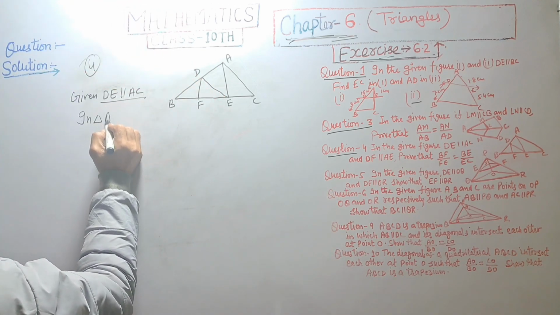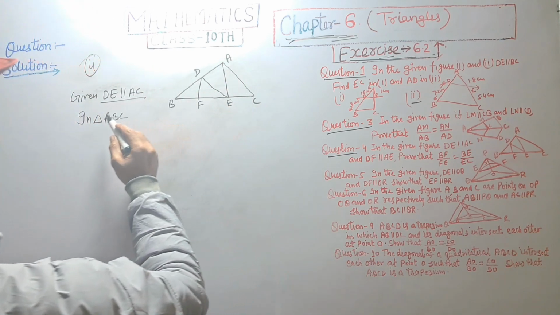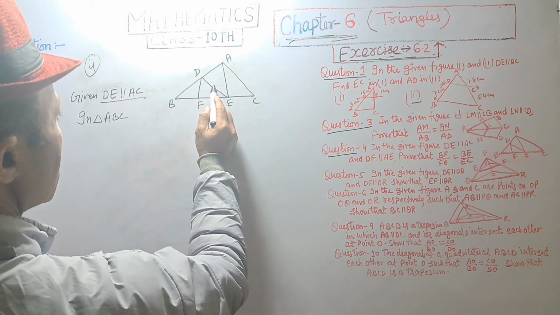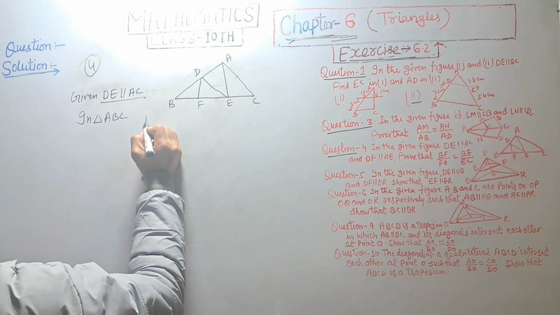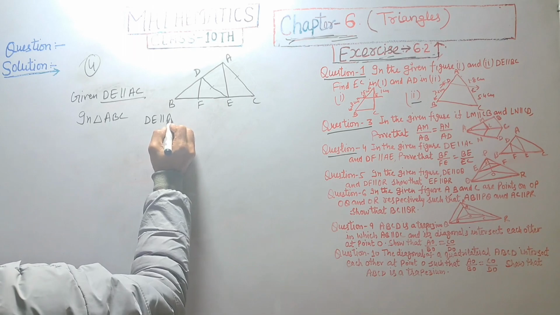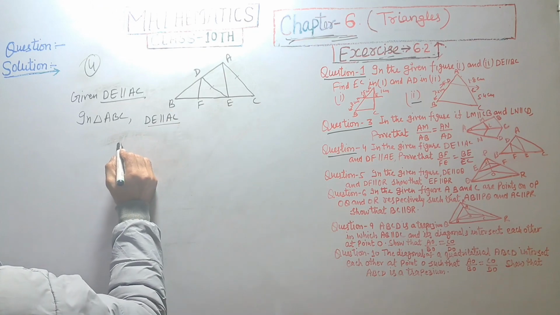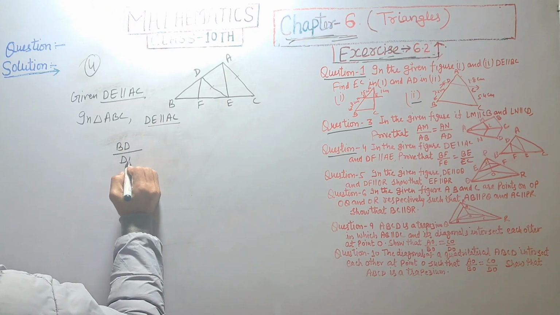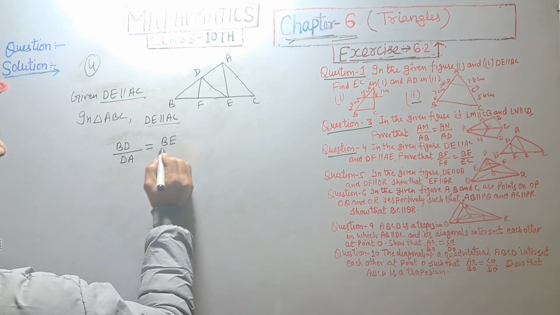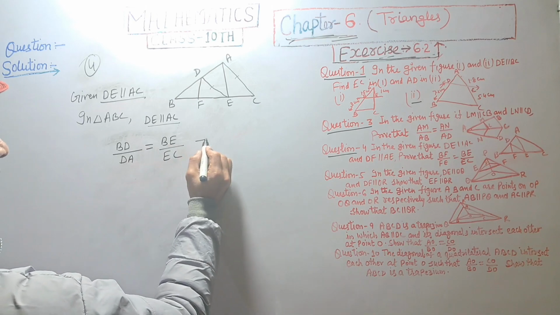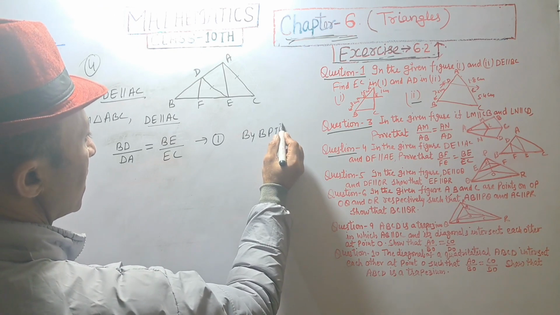In triangle ABC, DE is parallel to AC, it's given. So BD upon DA is equal to BE upon EC. It's equation number first by BPT.